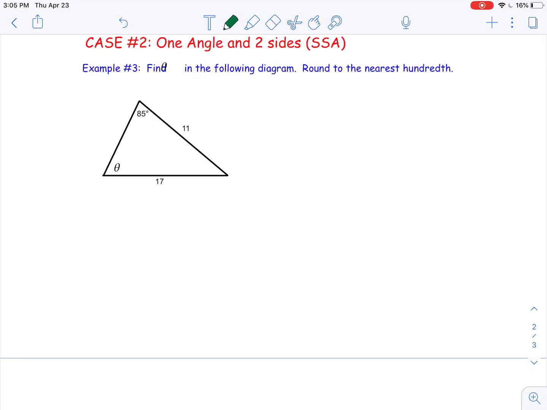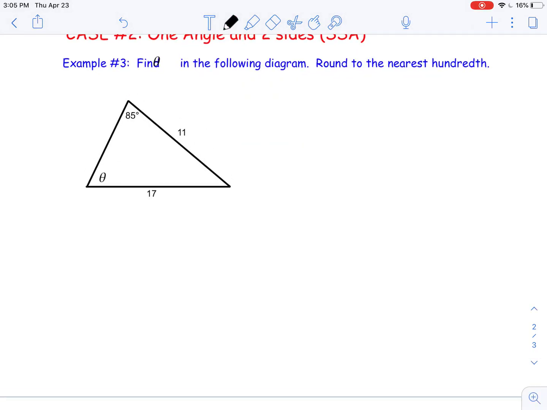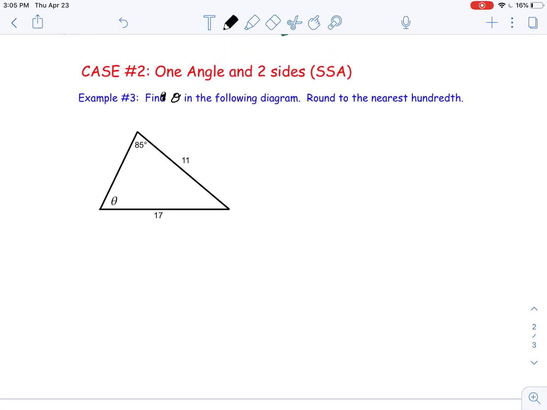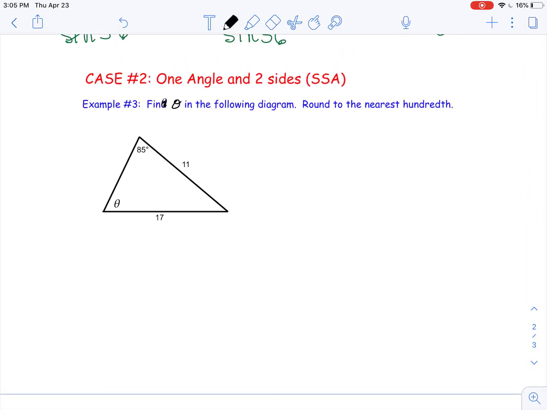Okay, example 3 here. Now it says find, this should say theta here. So find theta in the following diagram. So now we're looking for an angle. And so this one's a little bit different. So when we're looking for an angle, we want to use the sine inverse on our calculator.